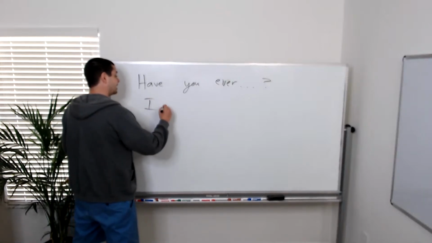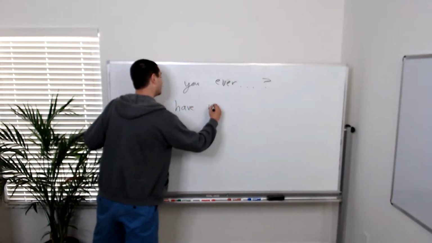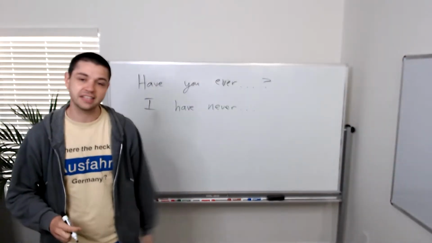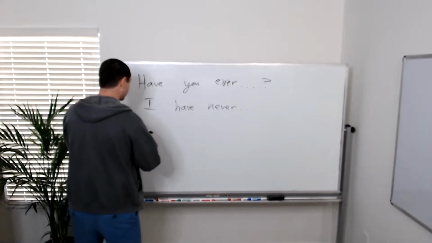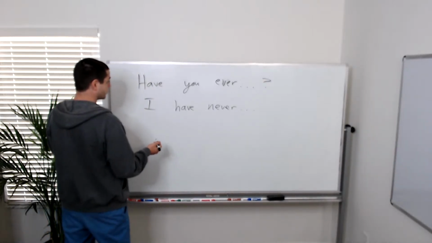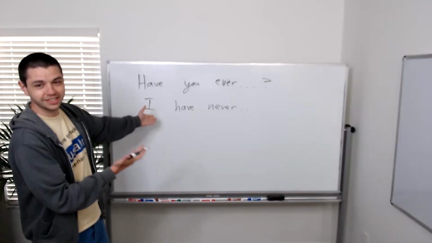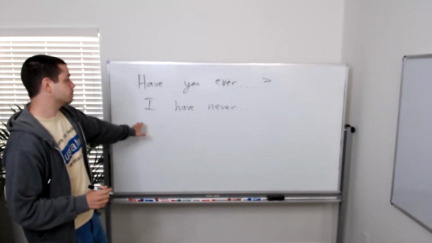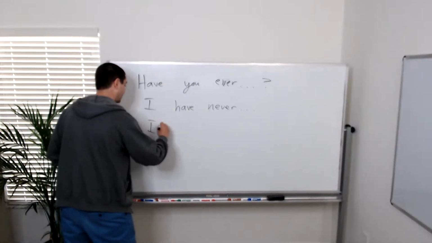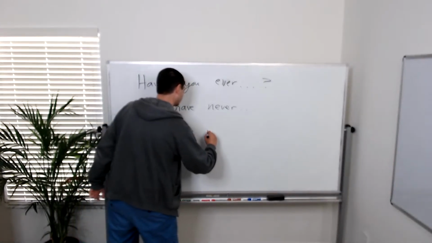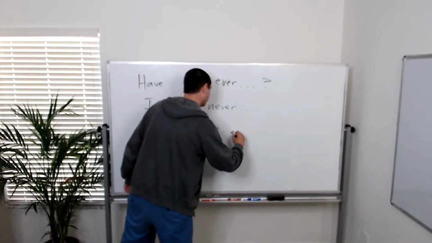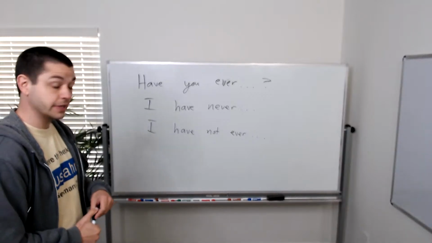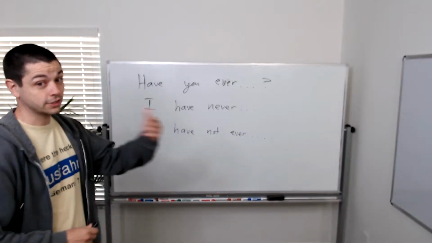And you could say, I have never been to Paris. I have never watched this film. So this is when we use ever and never. All right? We could also say, I haven't. I have not ever. I have not ever been to Paris, or I have not ever watched this film.